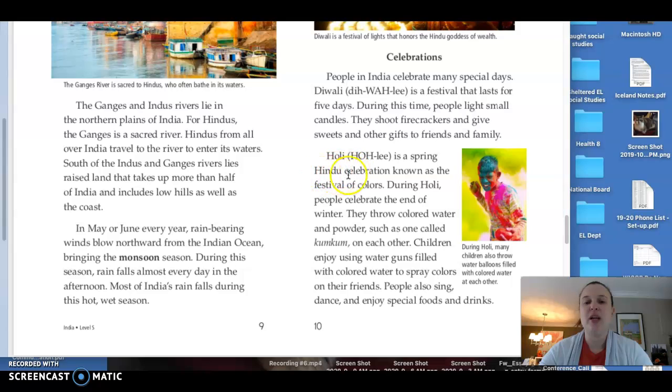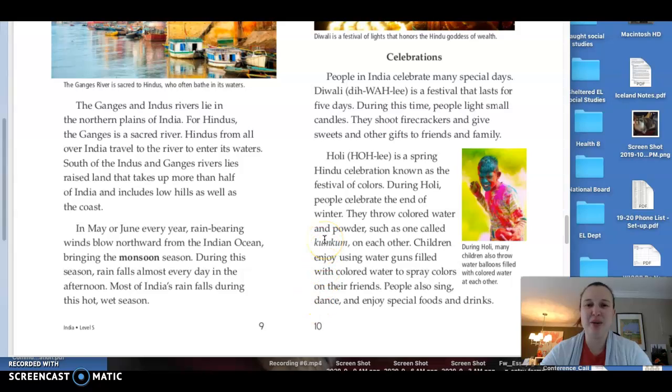Holi is a spring Hindu celebration known as the Festival of Colors. During Holi, people celebrate the end of winter. They throw colored water and powder, such as one called kumkum, on each other. Children enjoy using water guns filled with colored water to spray colors on their friends. People also sing, dance, and enjoy special food and drinks.